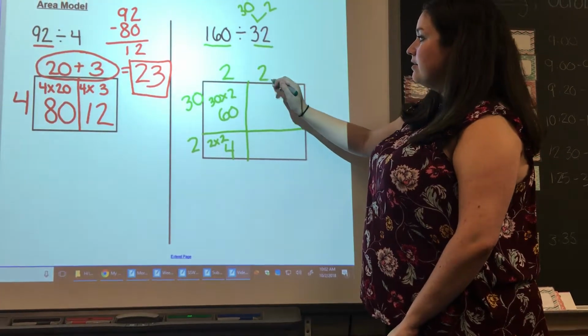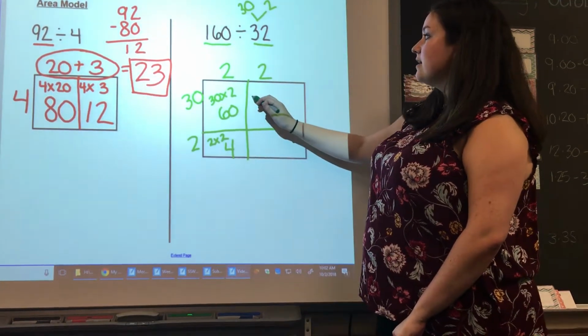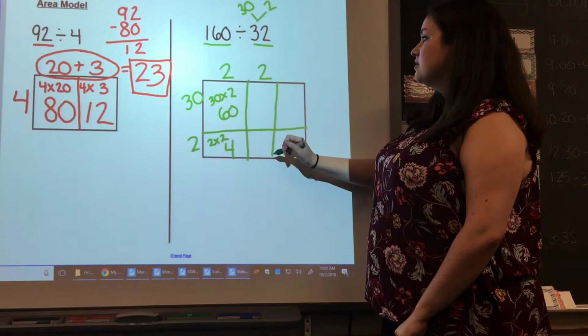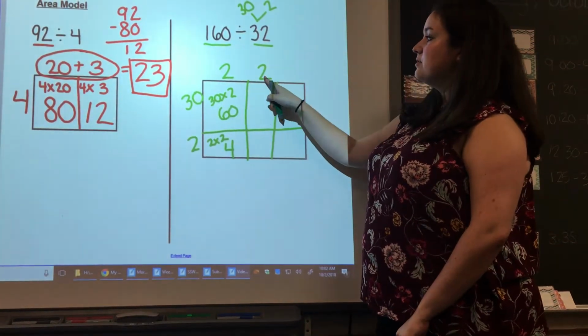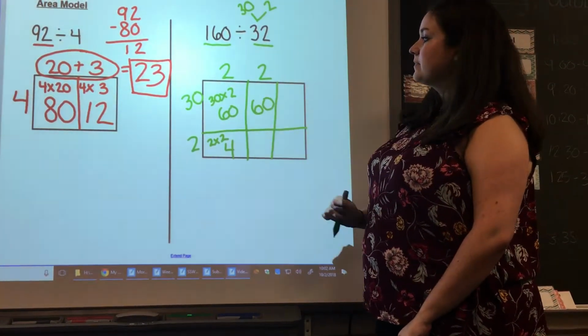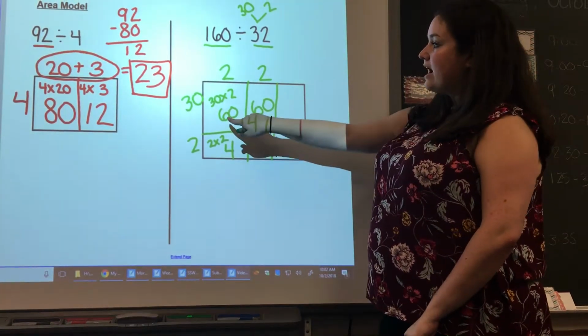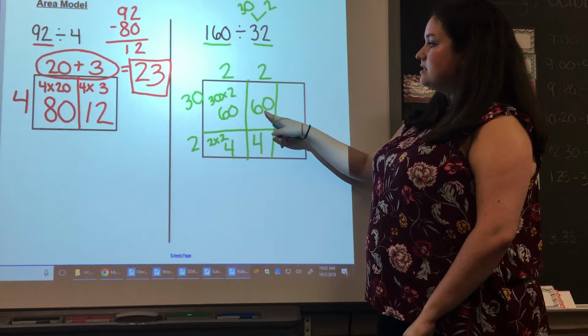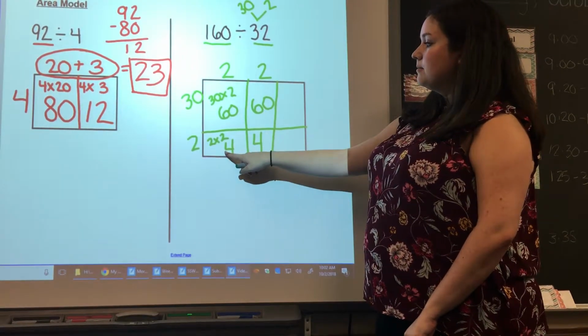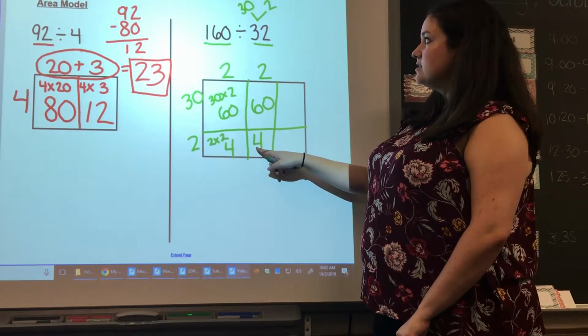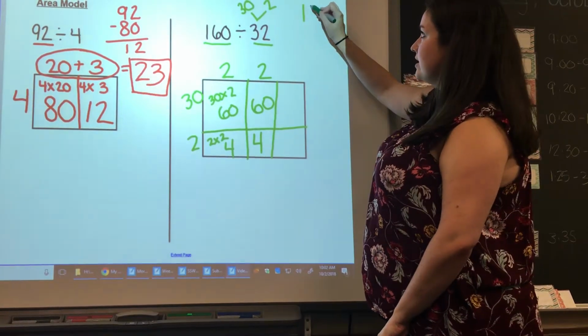So they might say, okay, well, I need to do it again. Let's try 2 again. So 30 times 2 again is 60, and 2 times 2 again is 4. So now I've used up 60 plus 60, which is 120, plus 4 plus 4, which is 8. So now I've used up 128.